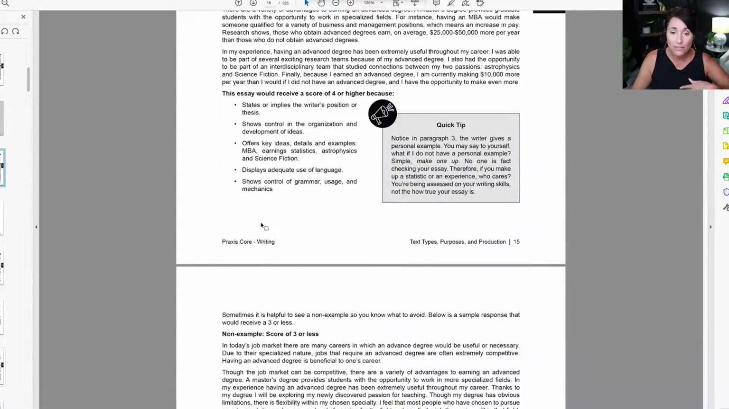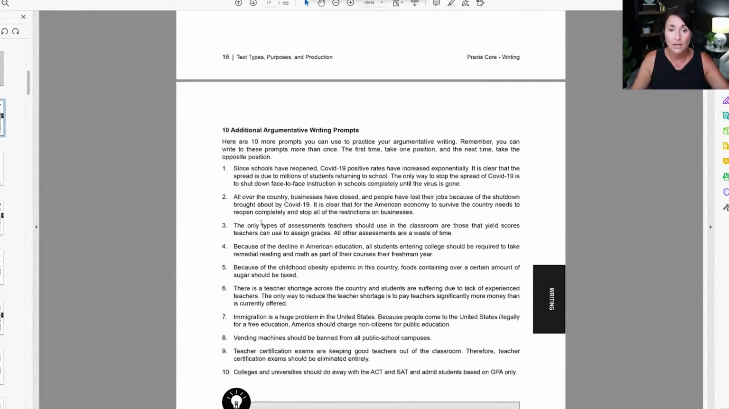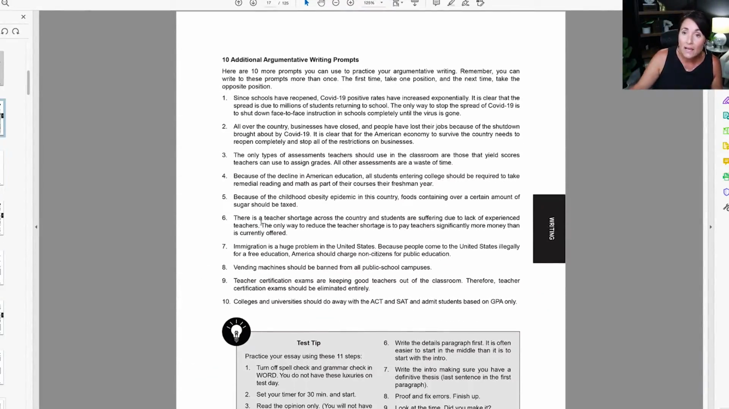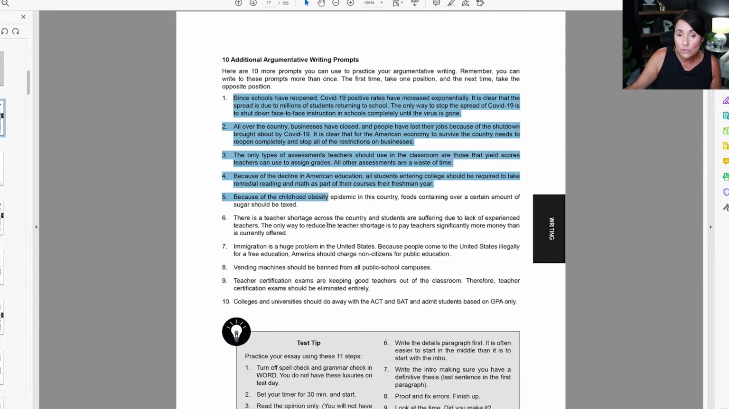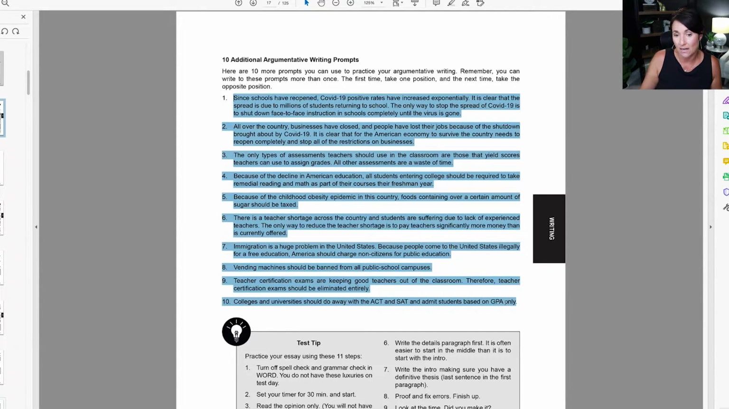And then for all the following days, let's keep going here, we have 10 additional argumentative writing prompts. That means you could write 20 essays here because you could write agree to 1, disagree to 1, agree to 2, disagree to 2, agree to 3, disagree to 3. You can write this from 2 perspectives here, which really helps you with writing.